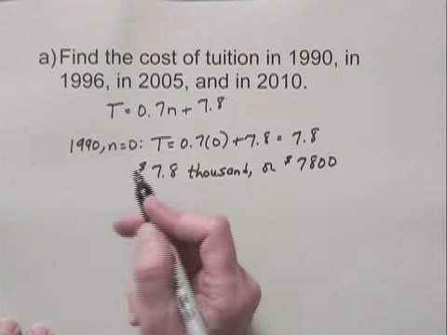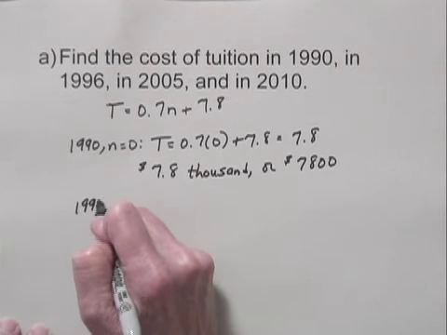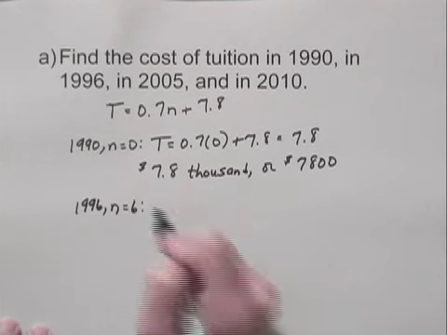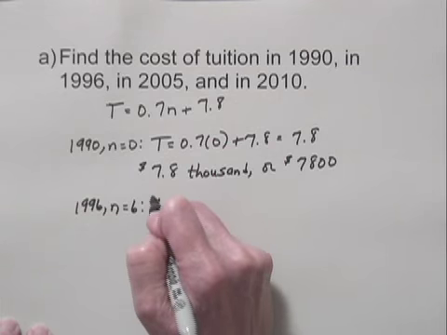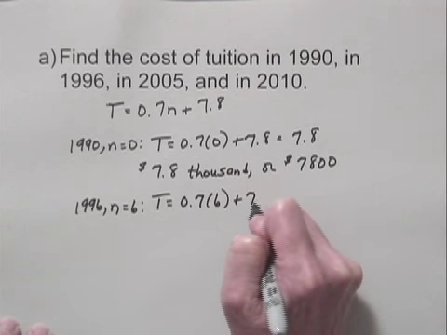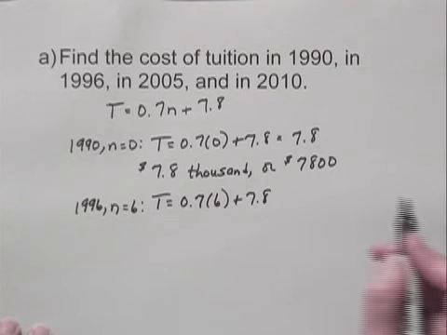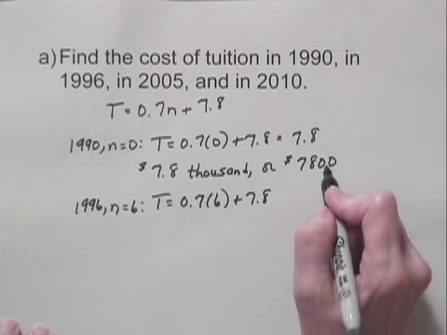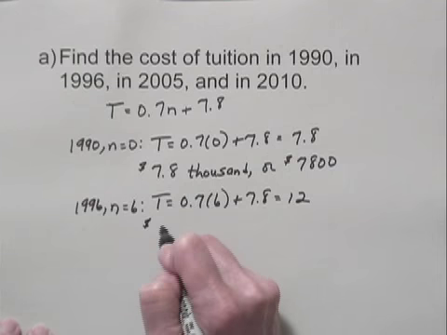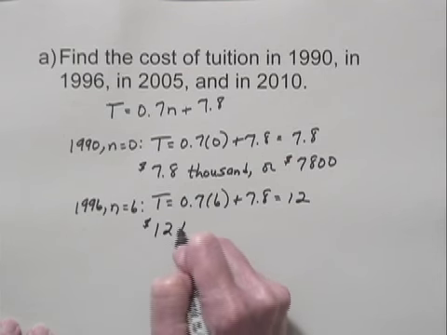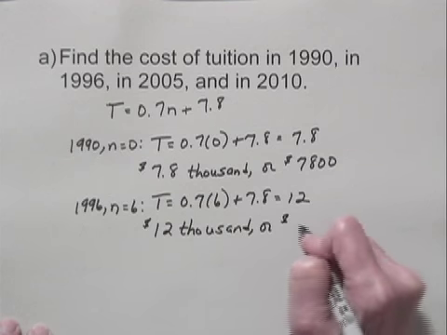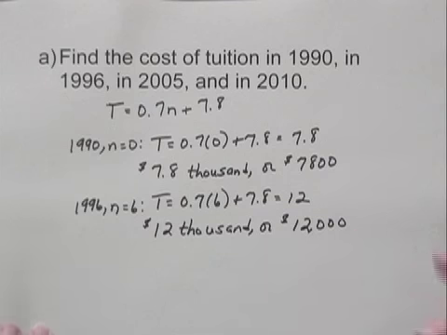In 1996, what is n? Well, 1996 is 6 years after 1990, so n is equal to 6, and we'll substitute 6 for n in the equation. And when we do this computation, we have 4.2 plus 7.8, which is 12. So that tells us that the tuition in 1996 was $12,000, or we could write it this way.